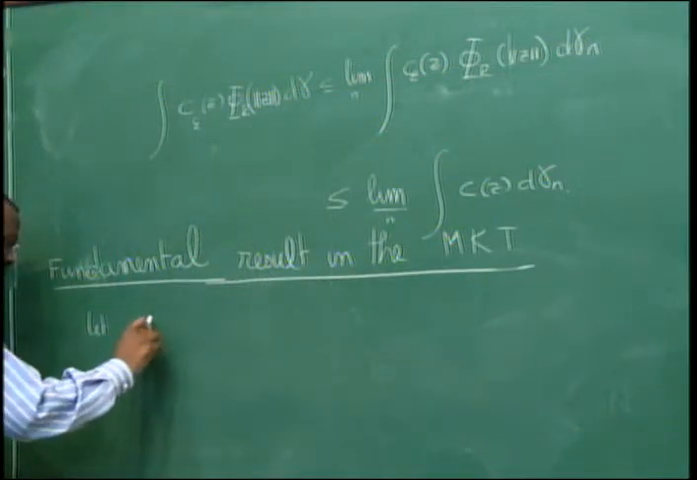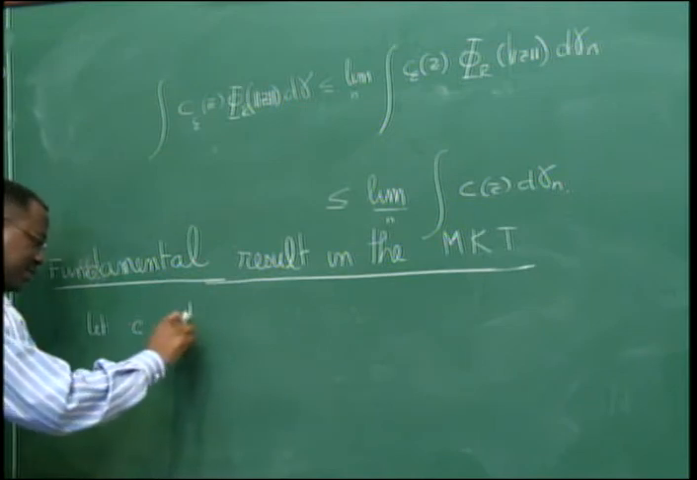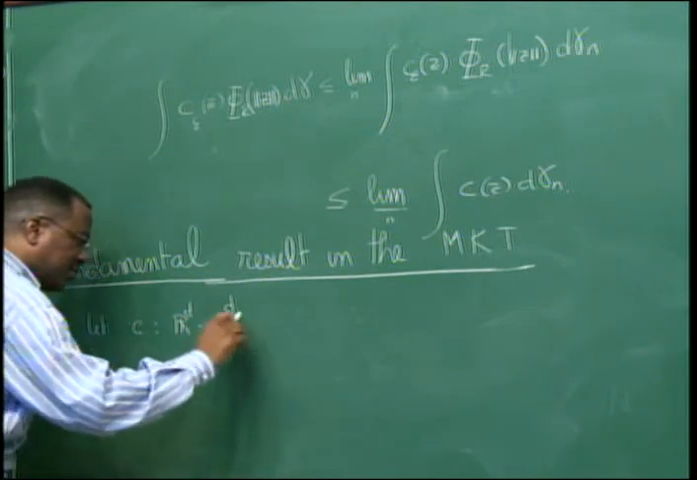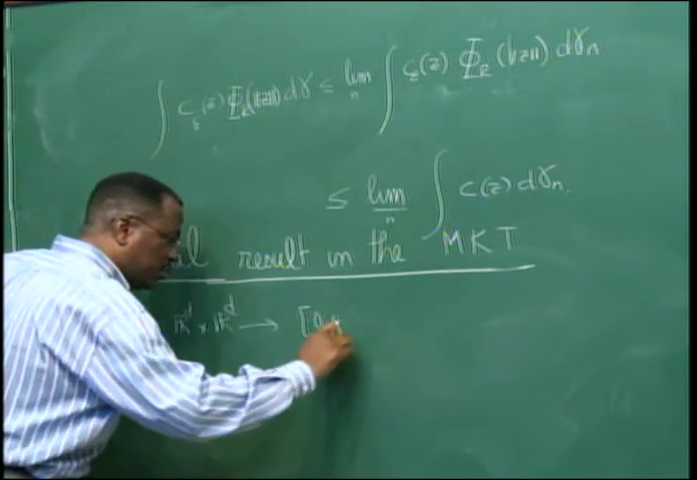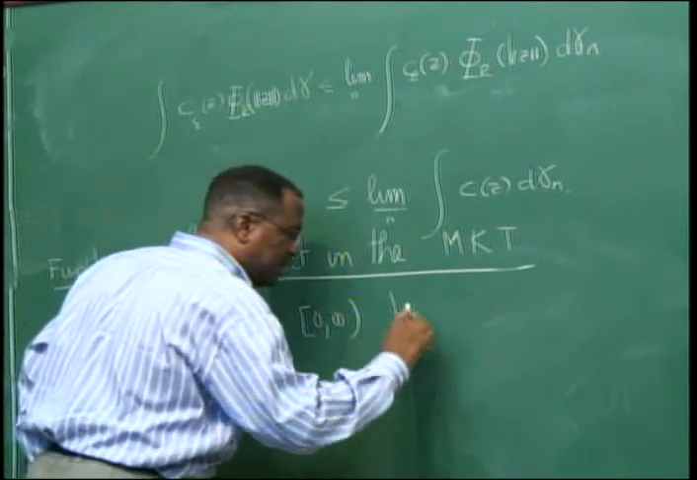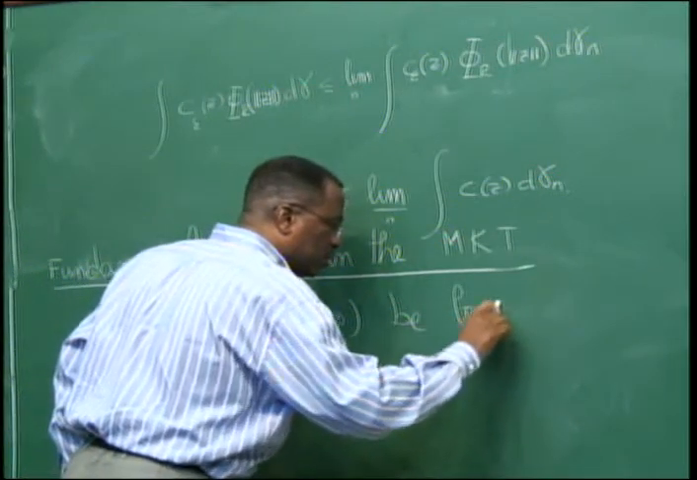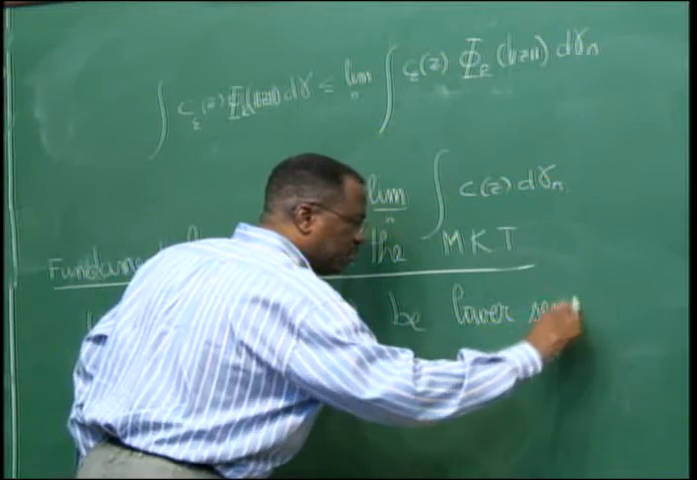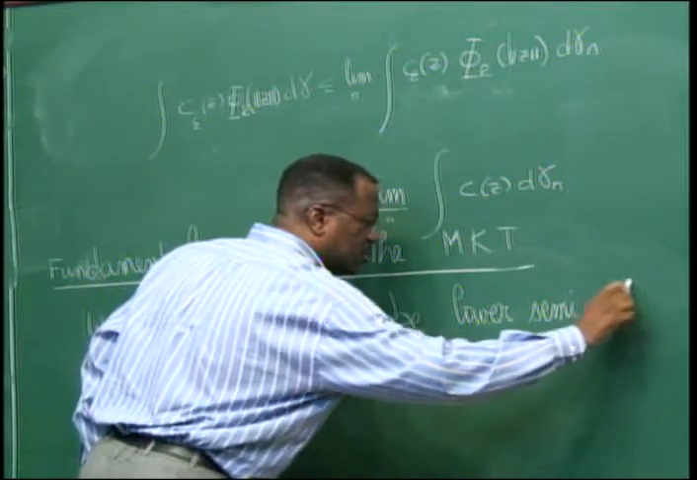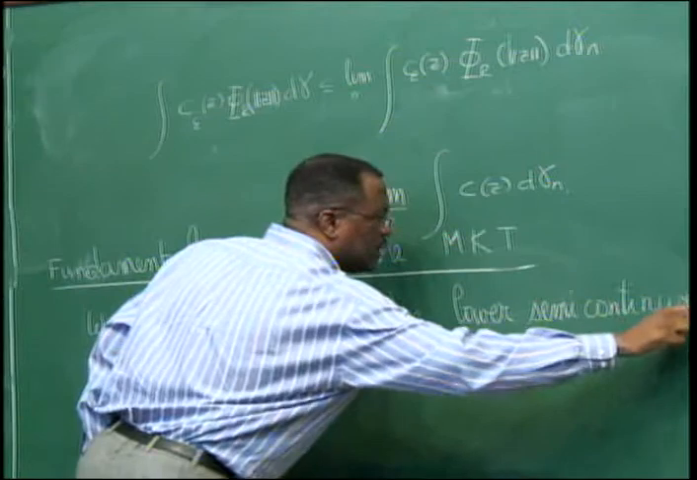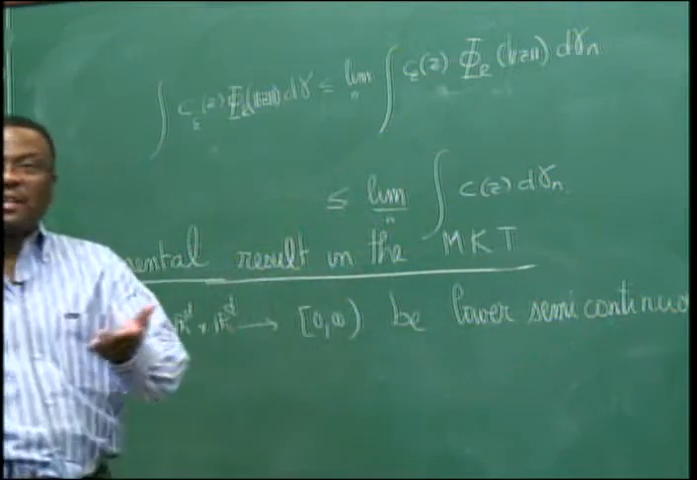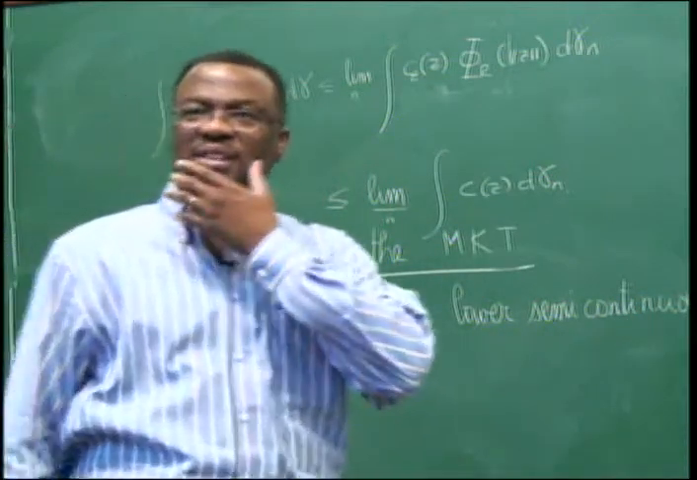Let C from R^d cross R^d to 0 plus infinity be lower semi-continuous. And again, this means that the sub-level sets of C are closed.